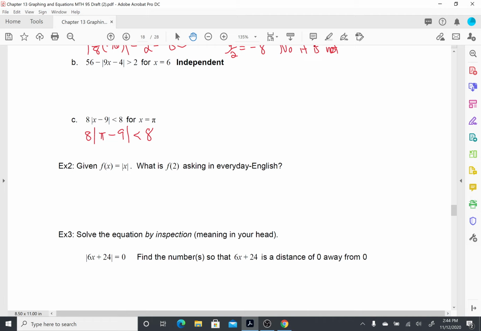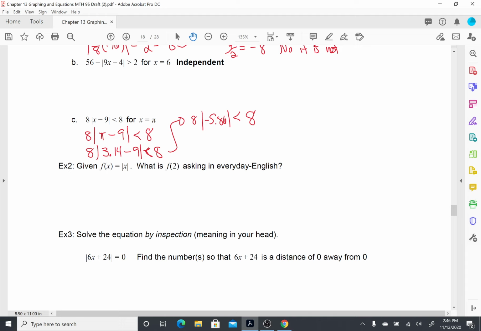Now, I'm going to use the decimal equivalent, or I'm going to approximate what pi is to see if I can make any more progress. I'm going to use 3.14 just so that I can make a determination here. And what is 3.14 minus 9? And then we will multiply that by 8. And we'll decide if that is less than 8.86. Okay.